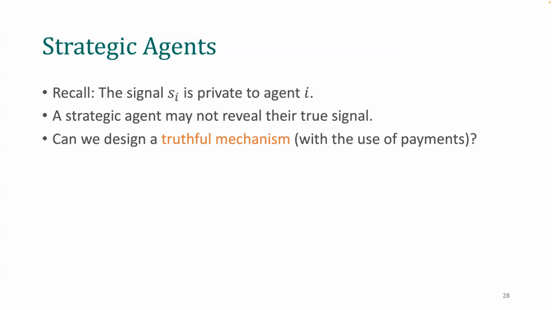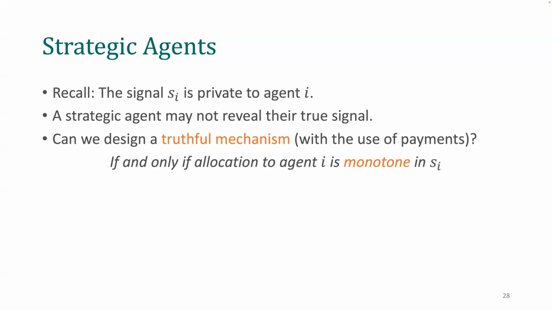And it turns out, and it's a really nice classic result in independent settings auction theory, but also in the interdependent setting, that to think about truthful mechanisms, it's enough to think about the allocation algorithm itself. So a mechanism can only be implemented truthfully if and only if the allocation that we give each agent i is monotone in its signal.